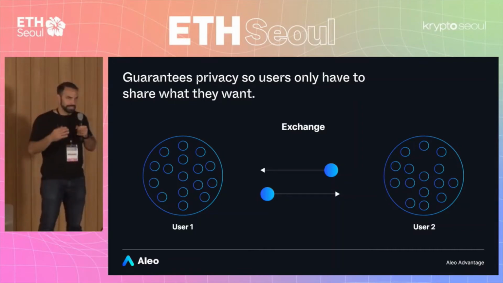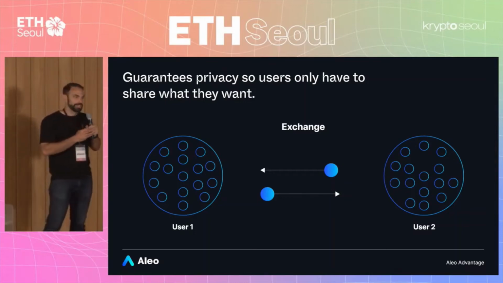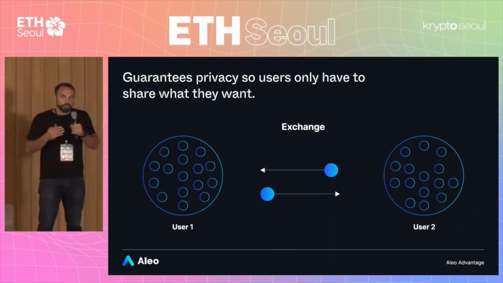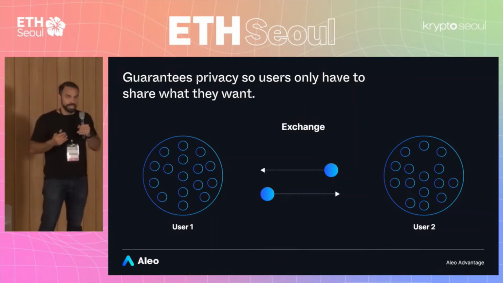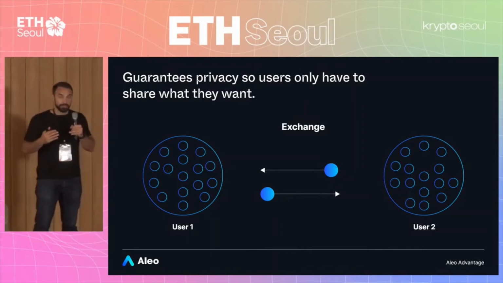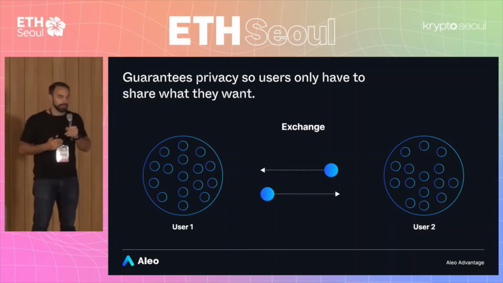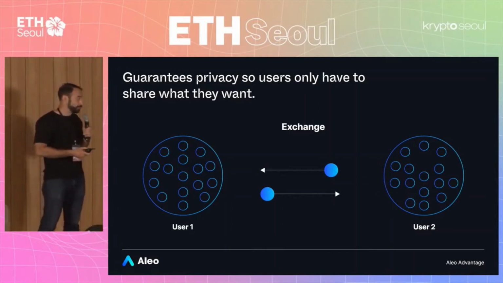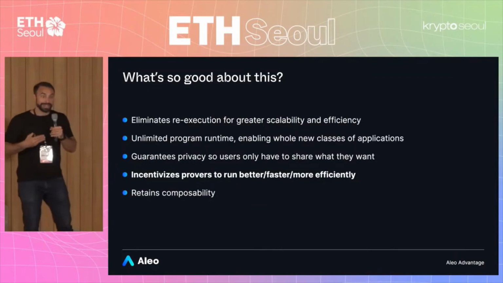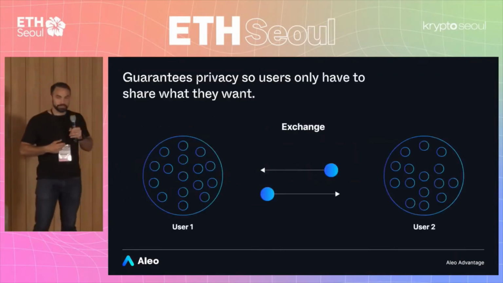The TLDR on why this is important is that the smaller your anonymity set, functionally the worse your privacy. Conversely, the bigger the anonymity set, the more you can mix things together, the better your privacy. And so in Aleo's model, we have privacy by default. Privacy by default means every transaction is private, and if you want to reveal certain information, you can.